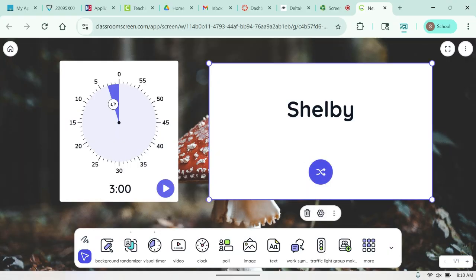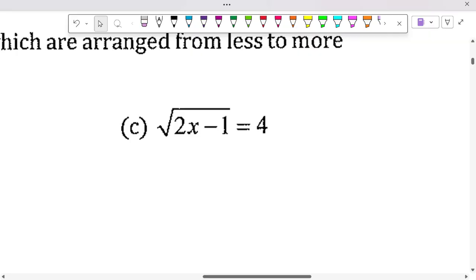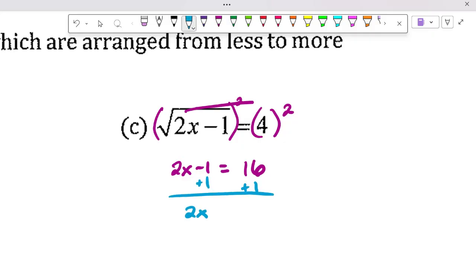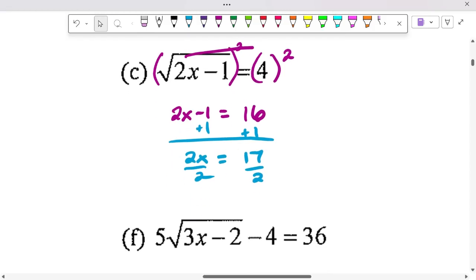So, Shelby, what was your first step here? Right, square both sides. So what happens to the square root and the square? Cancels. I get 2x minus 1 is equal to what? 16. All right, and then from here, it's just a two-step equation. So I add the 1. I get 2x is equal to 17. Divide by 2. X is equal to 17 halves.